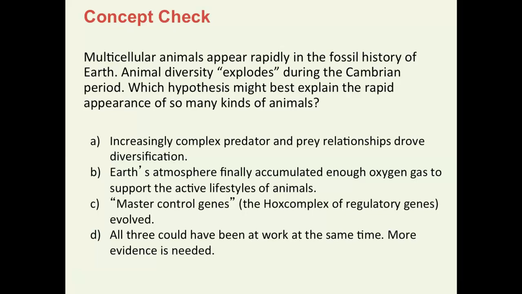Okay, so if you read the question and you looked at the choices for your answers, it's basically what I just went over. So A, B, and C are all reasons why we think that multicellular animals appear very, very rapidly during this time. All right, so your answer is going to be letter D, all 3.